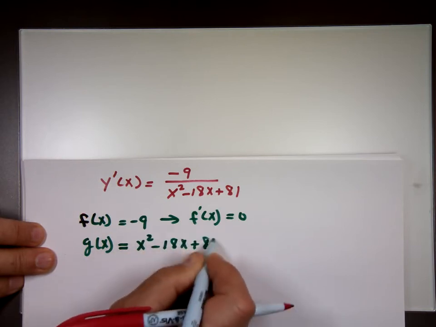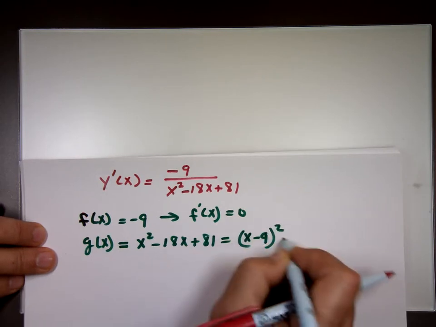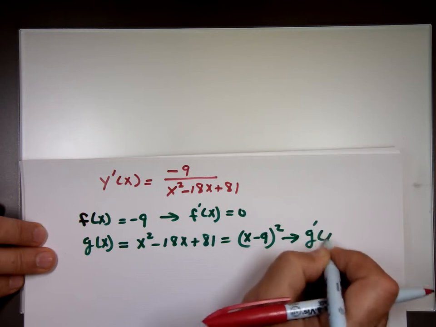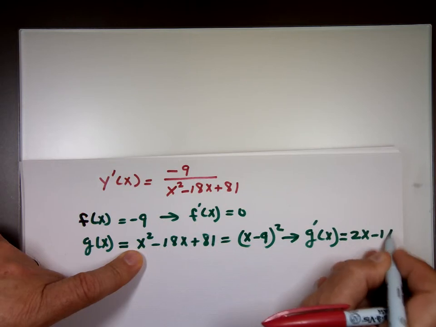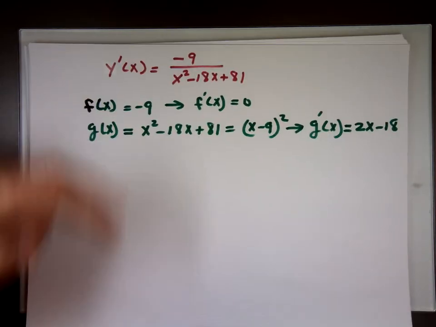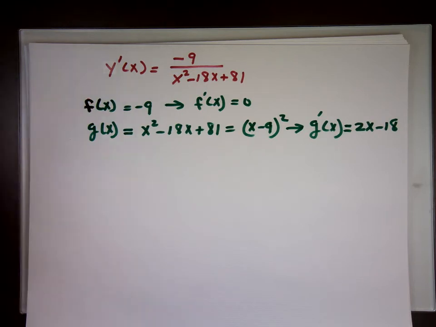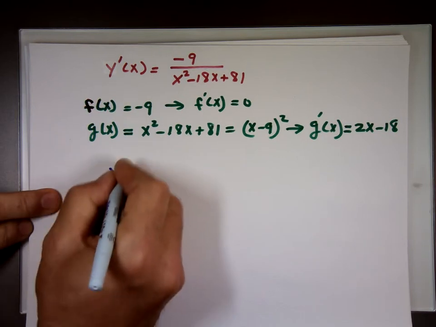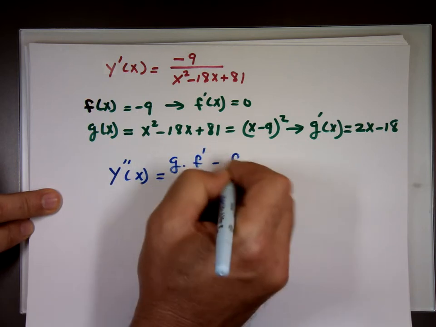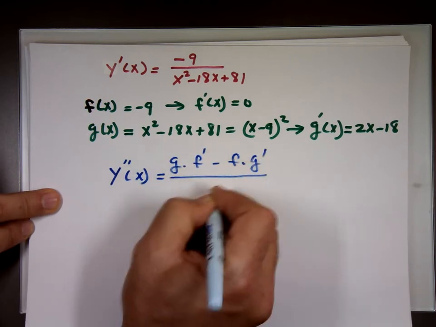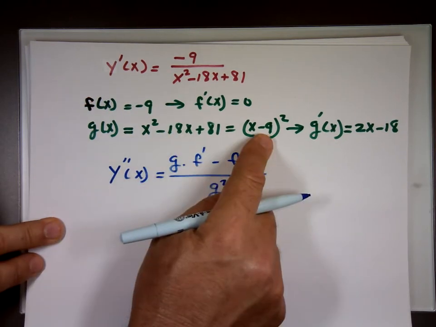The bottom, which is, by the way, in case you remember, x minus 9 squared, was it? And what's the derivative of that? 2x minus 18. Yep. So the second derivative is g times f prime minus f times g prime, all divided by g squared. G, I can write either this or that. Well, I'll write that one. It's cleaner.